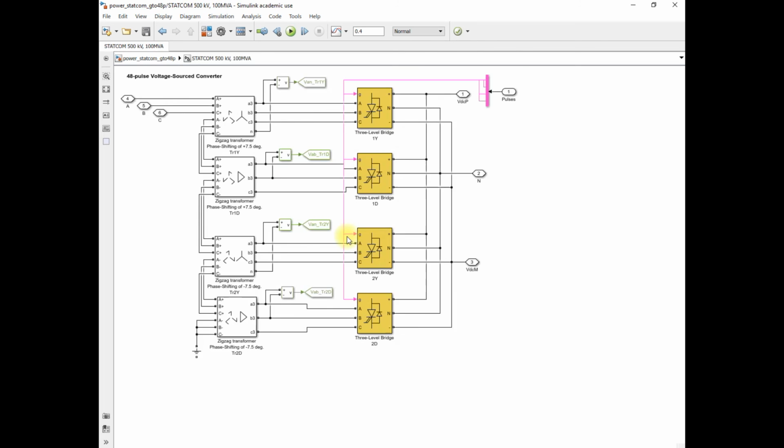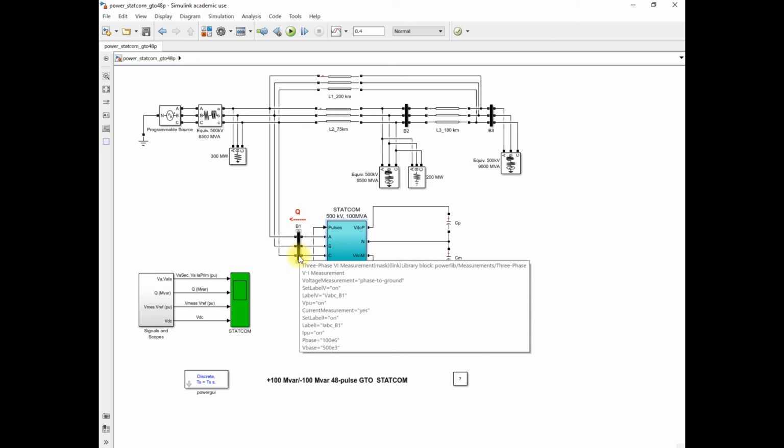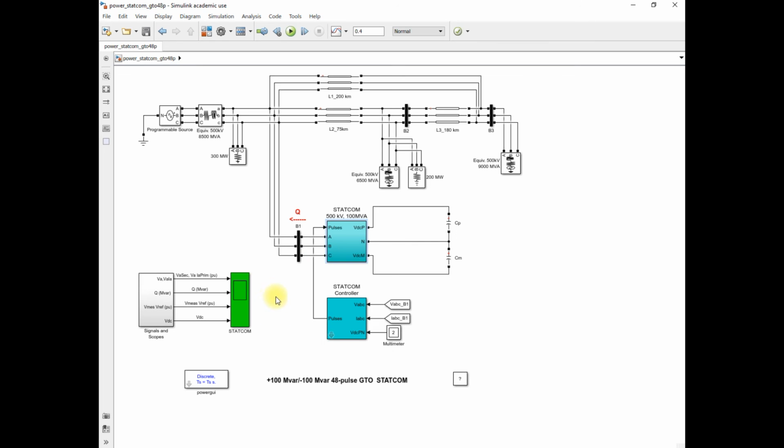And you can see that in the STATCOM block here we have all the pulses now distributed to these 3-level bridge converters, and based on that they generate the output voltage ABC, and this ABC is injected into this bus B1, so that it provides the voltage compensation. Now let's run this simulation here and find out how this STATCOM provides the compensation against the voltage disturbance.